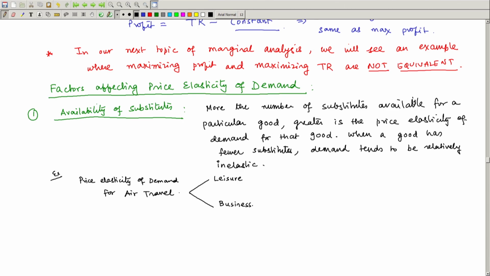So when the price of an airline ticket increases and if you are traveling for leisure, you will switch towards other substitutes. You can plan ahead, right? So the fact that you can plan ahead tells us that if the price is very high, you will switch towards other goods.